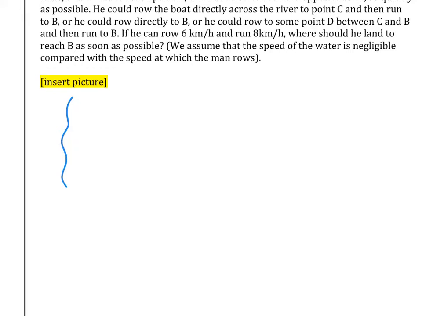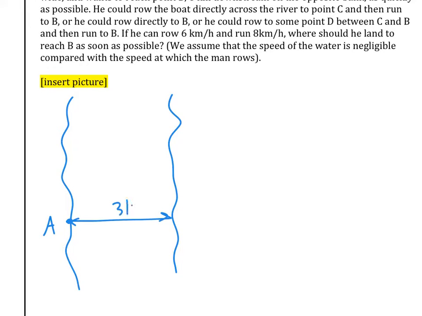Yeah, so he can go any way he wants, but he has to cross the river. Okay, so this is a river. He is at point A. He wants to get to point B. First of all, it tells us that the river is 3 kilometers wide, and he wants to reach point B, which is 8 kilometers downstream. So that means this part is 8. And then across, so he wants to get here.